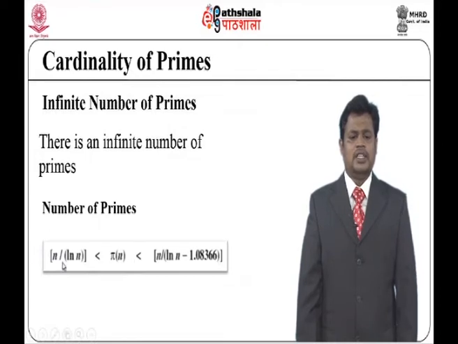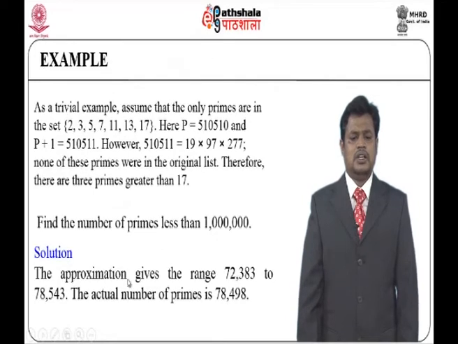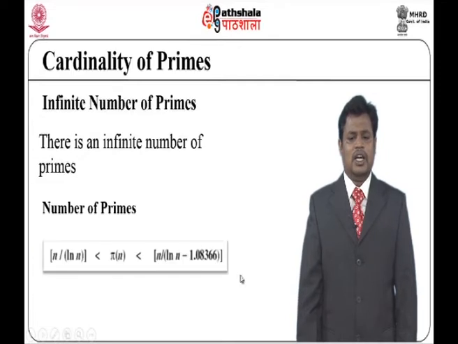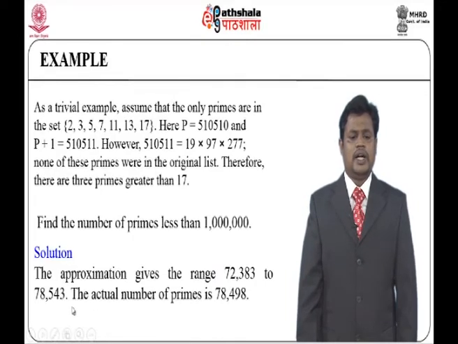So when I take n as 10 lakhs, n divided by log n gives me 72,383. And similarly, using Legendre's, when n is 10 lakhs, n divided by log n minus 1.8366, then I get 78,543. So this is the way we can say approximately how many prime numbers are available for the given number n.